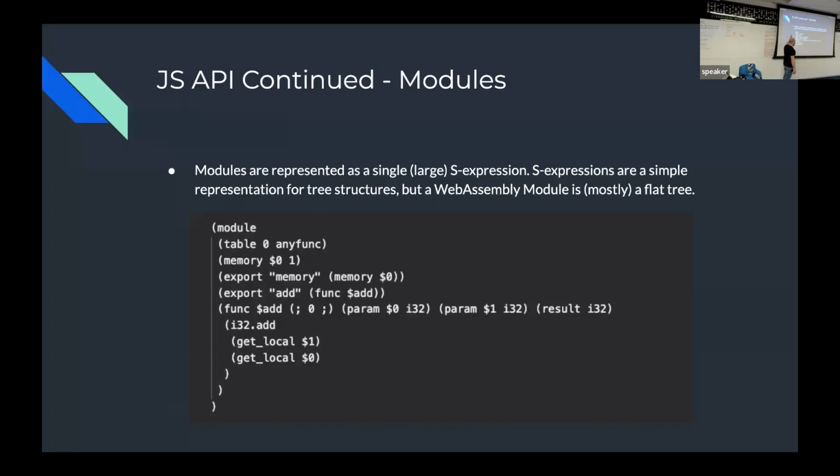And you can see it declares a whole bunch of stuff. I've got an export for an add function. I declare an add function. I've got some params, I've got a result, I've got some logic. I've got a memory object. I've got a table. Everything that you need for this WASM is inside of the module.